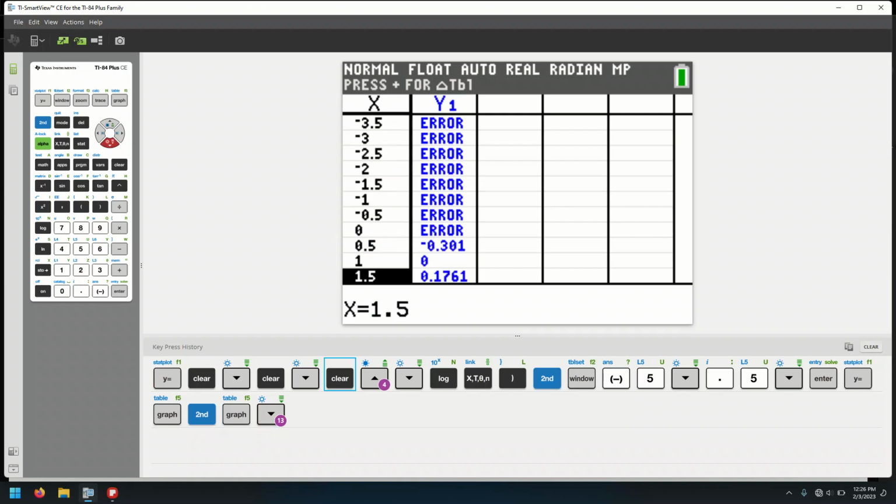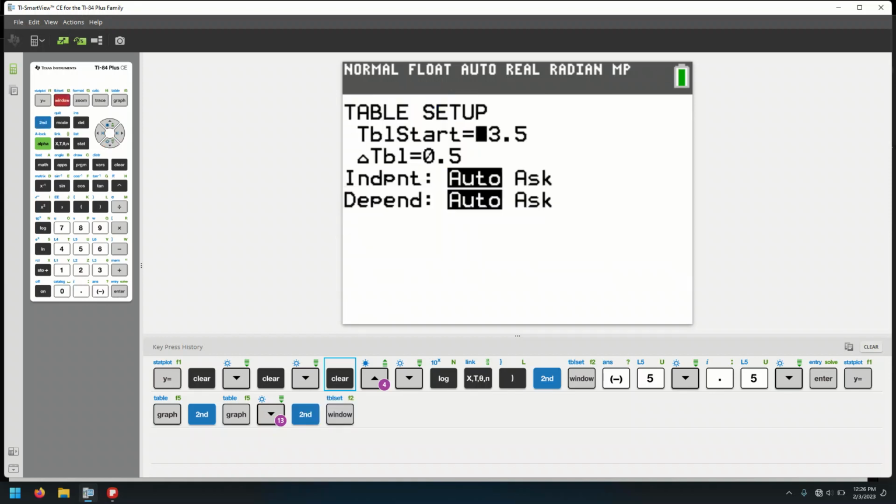So, to keep illustrating this, let me start my table at -0.1. I'm going to do increments of 0.1 this time, so you can see that.